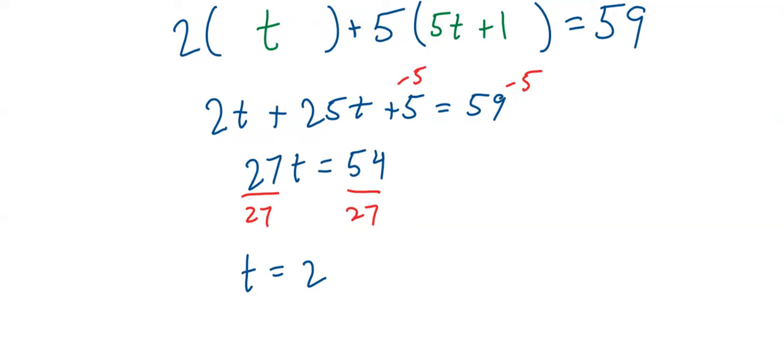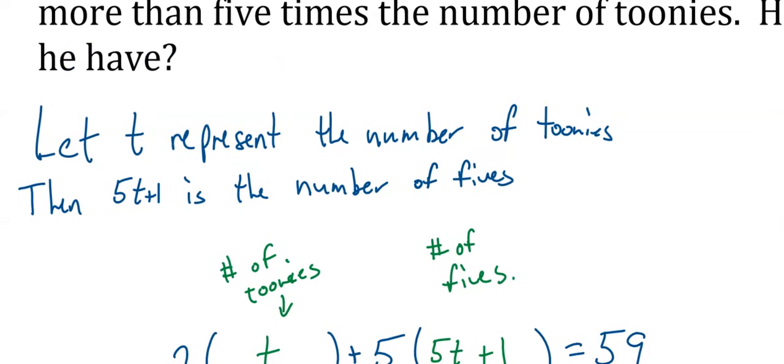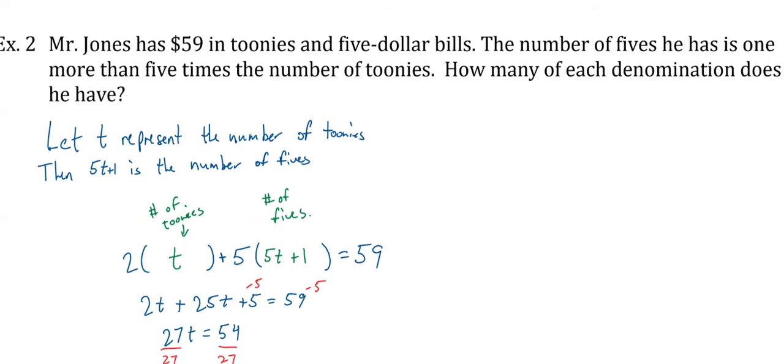Very nice. Next step. Maybe you go back and read the question. What am I actually supposed to be able to find? What if the question said, how many toonies? You're done. You found it. Different questions ask different things. But what does our question say? How many of each denomination does Mr. Jones have? So what do we have to do? Yeah, we have to go find the number of 5s.